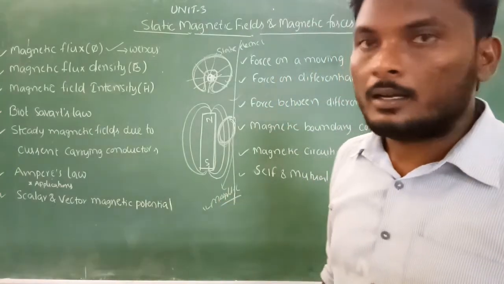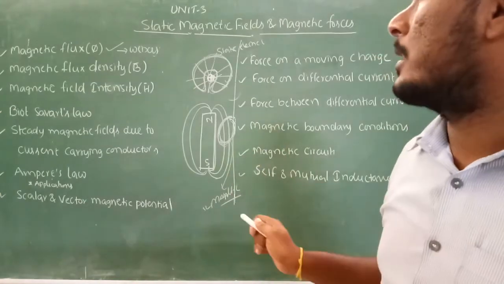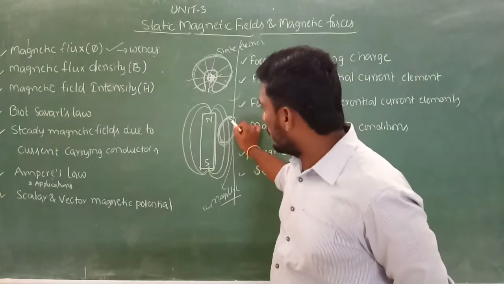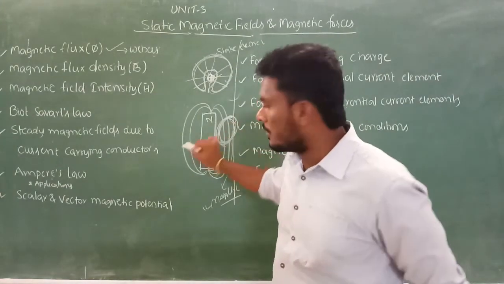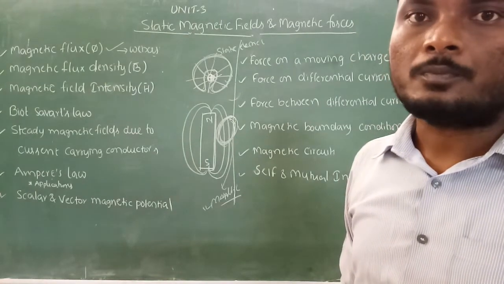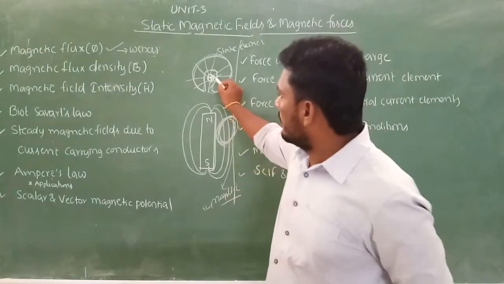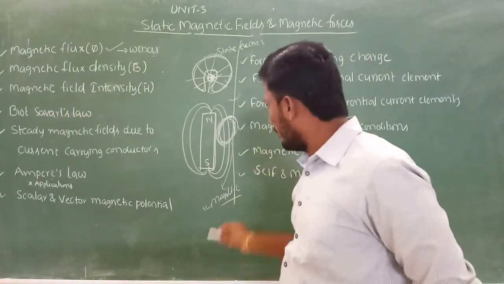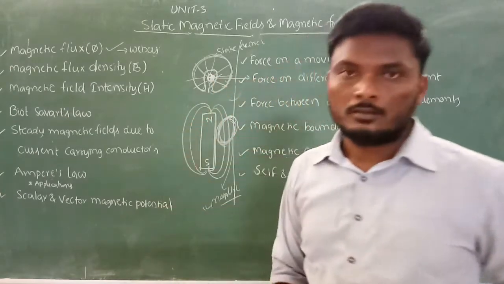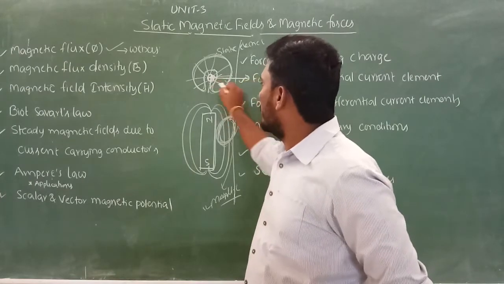But in engineering electromagnetics, there is always a relation between electric field and magnetic field. This is one source of producing a magnetic field. We have one more source for the production of a magnetic field. What is that? This is the static charge. Now, if you try to move this charge from one place to another place like this.